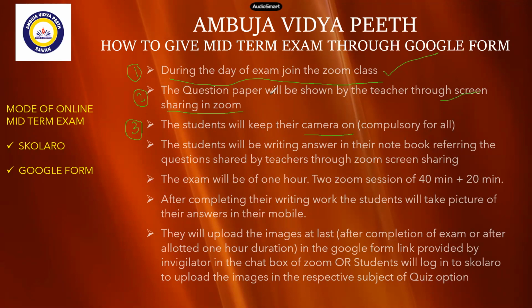Once again, I'll start. You will join the Zoom class. The ID and timing will be told to you. Once you join the Zoom class, the paper will be shown on the Zoom screen through screen sharing, and you will be keeping your camera on. Once the paper is visible, you will be writing the answers in your notebook. Point number 4, looking at the questions, you will be writing the answers in your notebook, and you will be seeing the questions through the screen sharing.